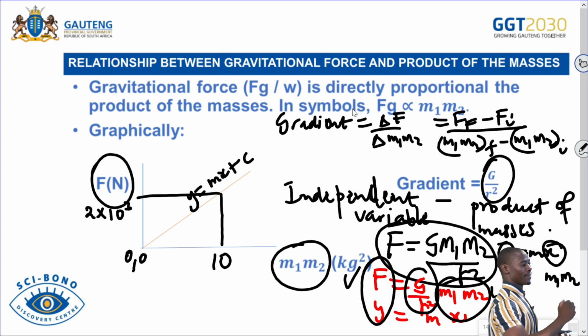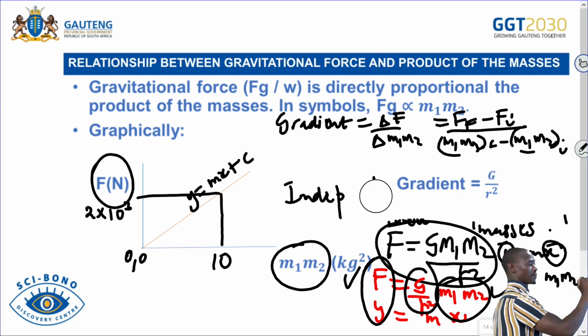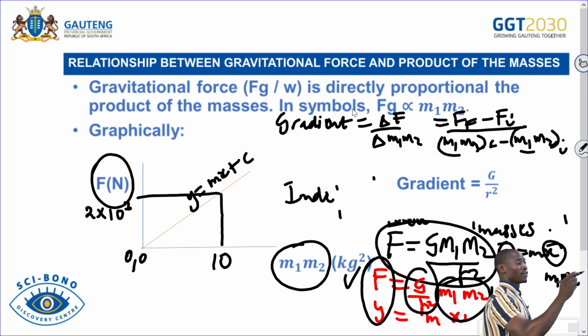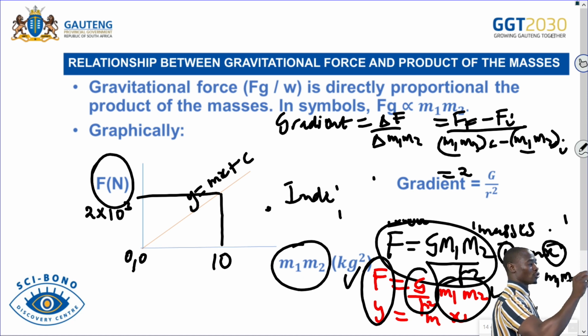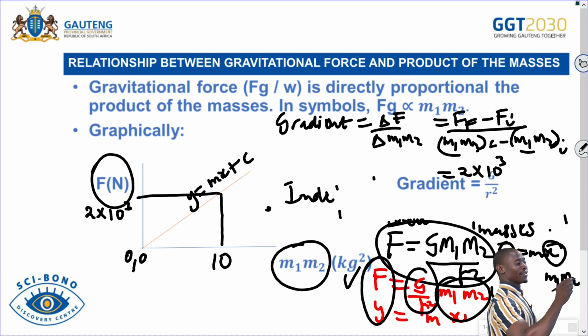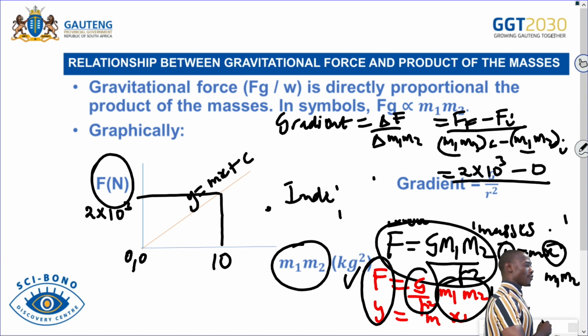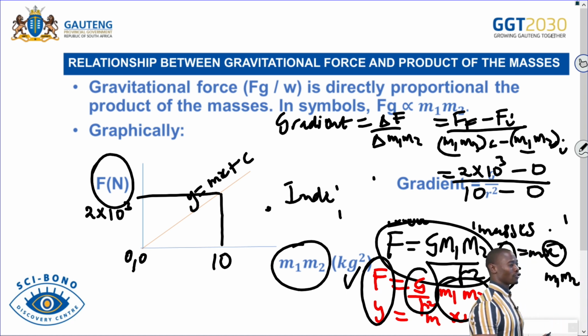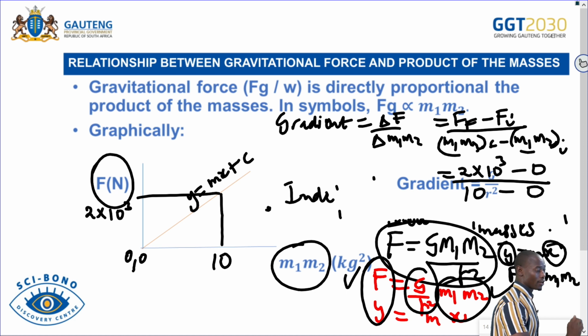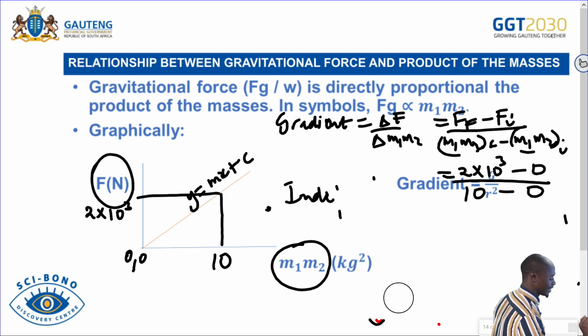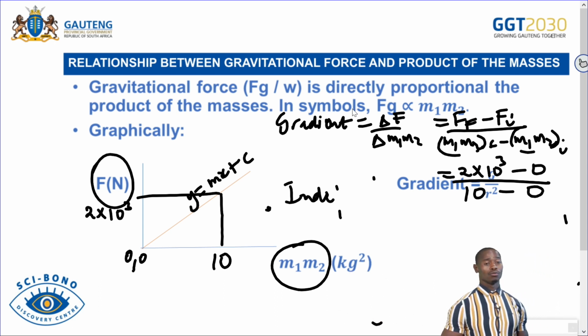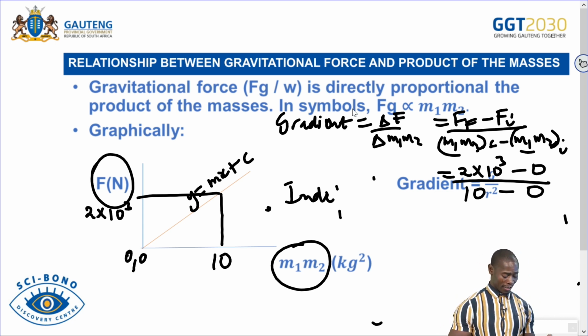Then I'm going to use those 2 points. The final gravitational force is 2 times 10 to the power 3. The initial is 0. The final product of the masses is 10, and the initial is 0. So I'm having 2 times 10 to the power 3 divided by 10. Okay, let's check.